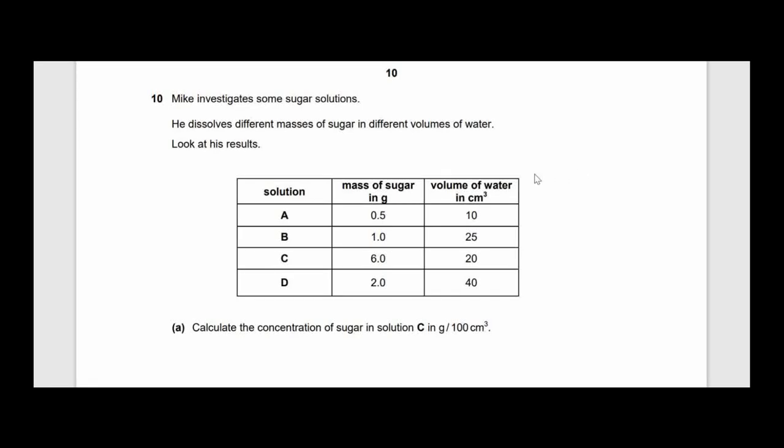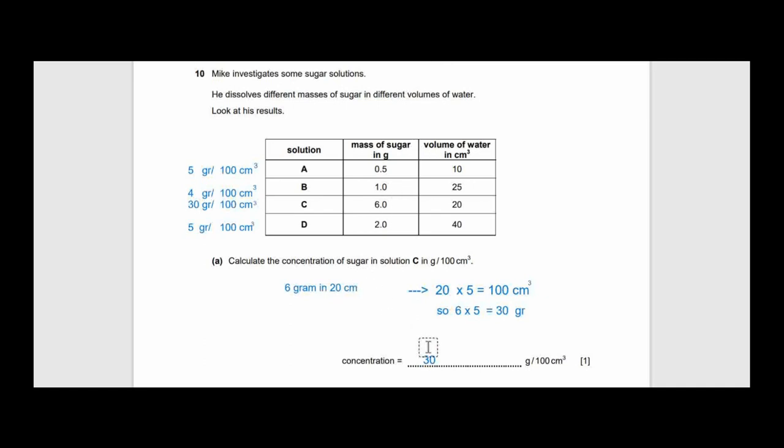3, 2, 1. Alright, let's open up the answer. So it's 30 grams per 100 cubic centimeters. How do we calculate the concentration of sugar in solution C? This is how it works.